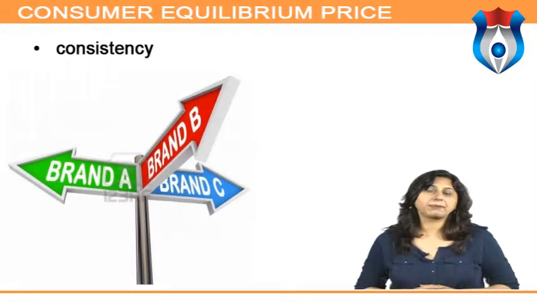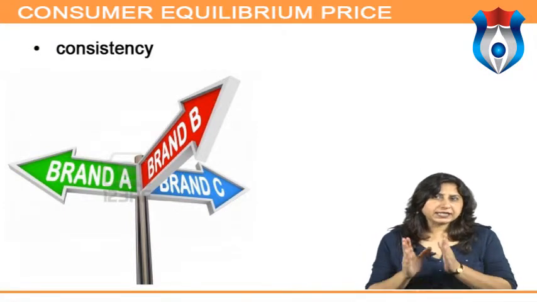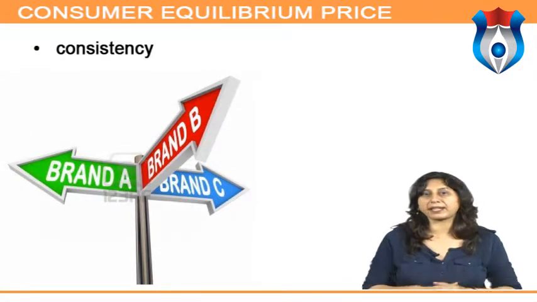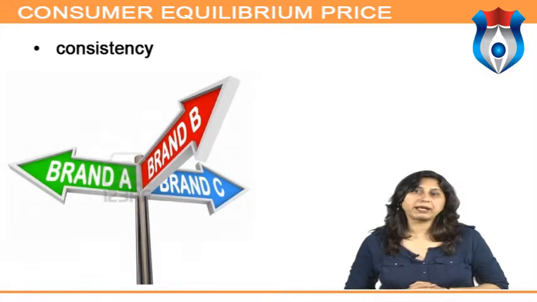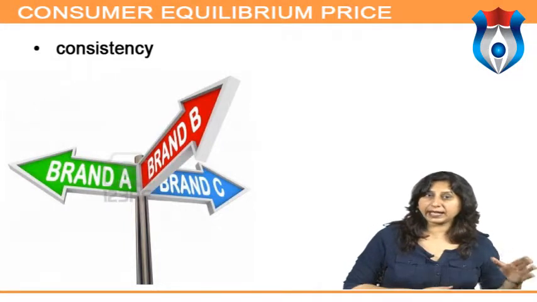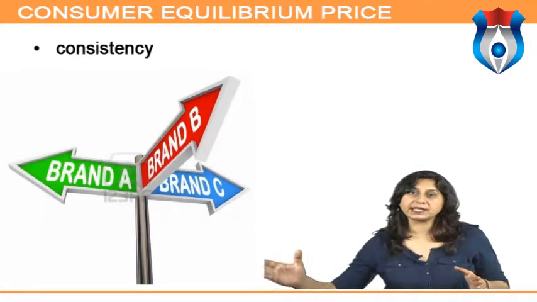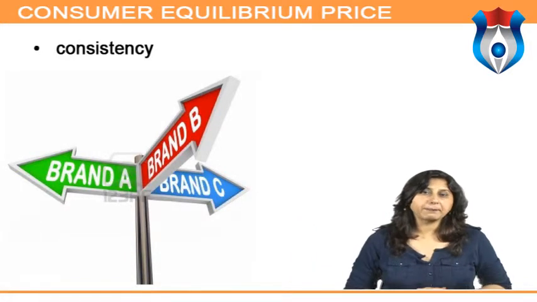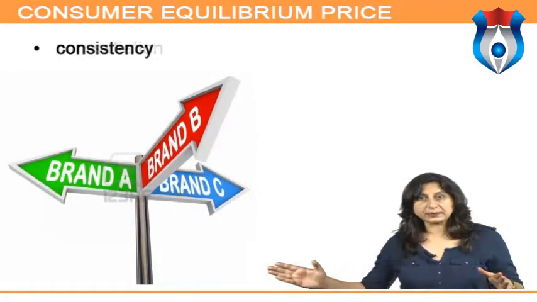The second assumption is consistency. The consumer must be consistent in preference and rankings. Again, referring, suppose now we include bundle C. Let the consumer prefer commodity bundle A over B and also commodity bundle B over C. Then by this assumption, the consumer must prefer A over C.